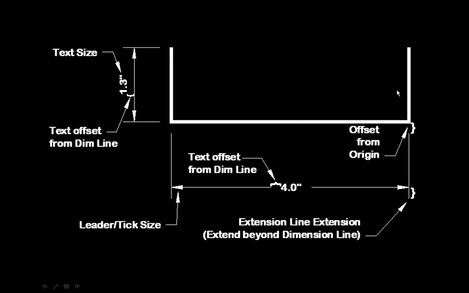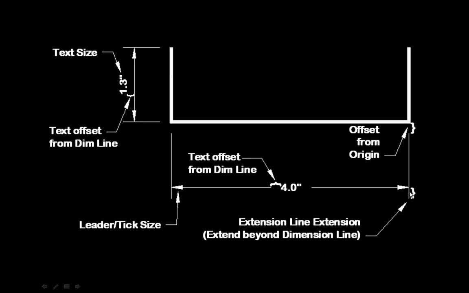And when you set up a dimension style, you have the ability to really dig down into that dimension style and tell it how big, how long you want every piece of that dimension. So if you notice here, there is going to be a variable or a prompt where we can enter the text offset from dimension line. We can set that here. We can set, as you know, the leader or the text size. We can set this distance here, which is the extension line extension.